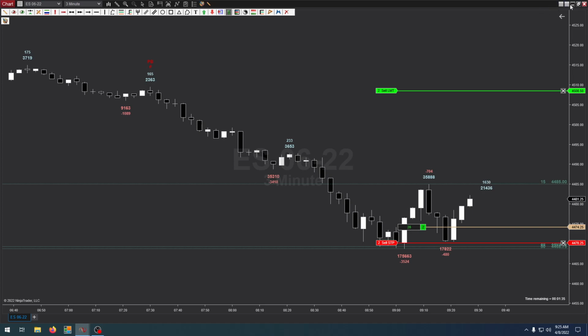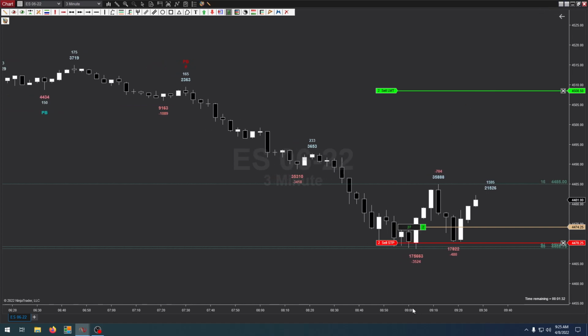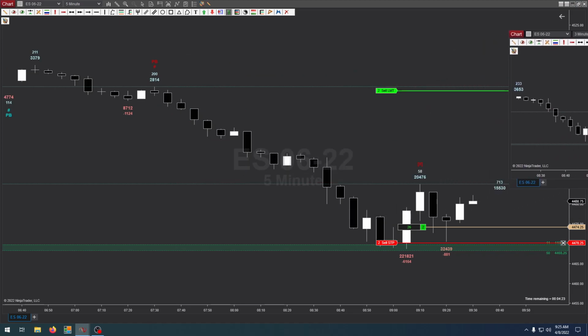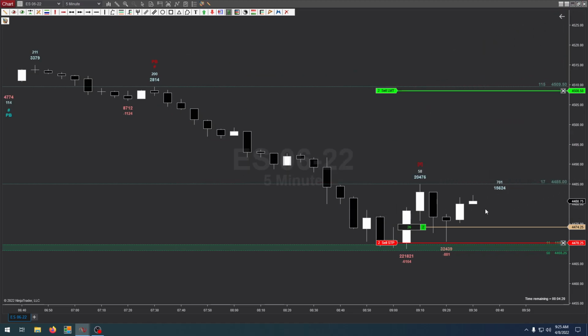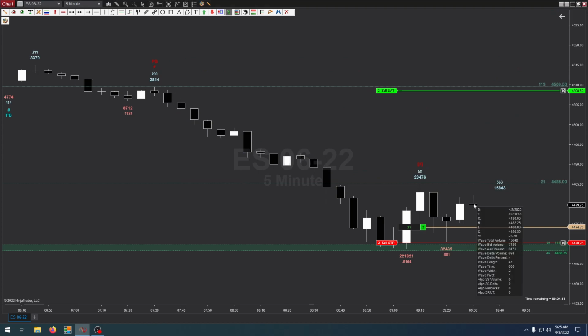So this is the 3-minute. This is the 5-minute here. Have a Marubozu open here. Once again, the open and the low are the same thing. And now we have the low got taken out. So now the Marubozu open's gone. We need to get above here.